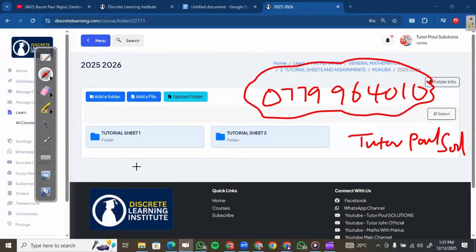Even in the past papers, you'll find a similar arrangement. You're going to find the past papers there.